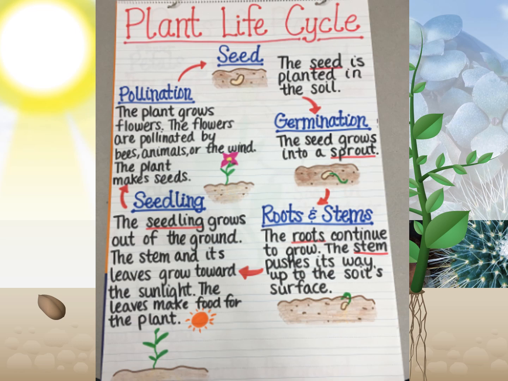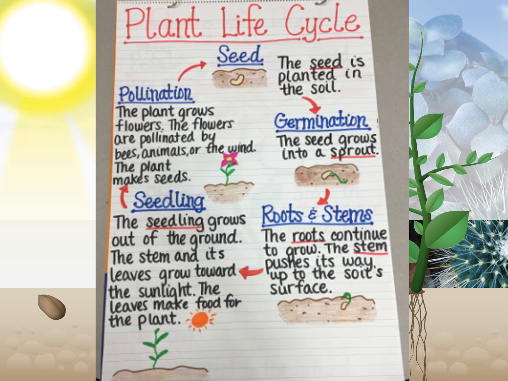Stage number 3 will be seedling. The seedling grows out of the ground. The stem and its leaves grow toward the sunlight. The leaves make food for the plant.